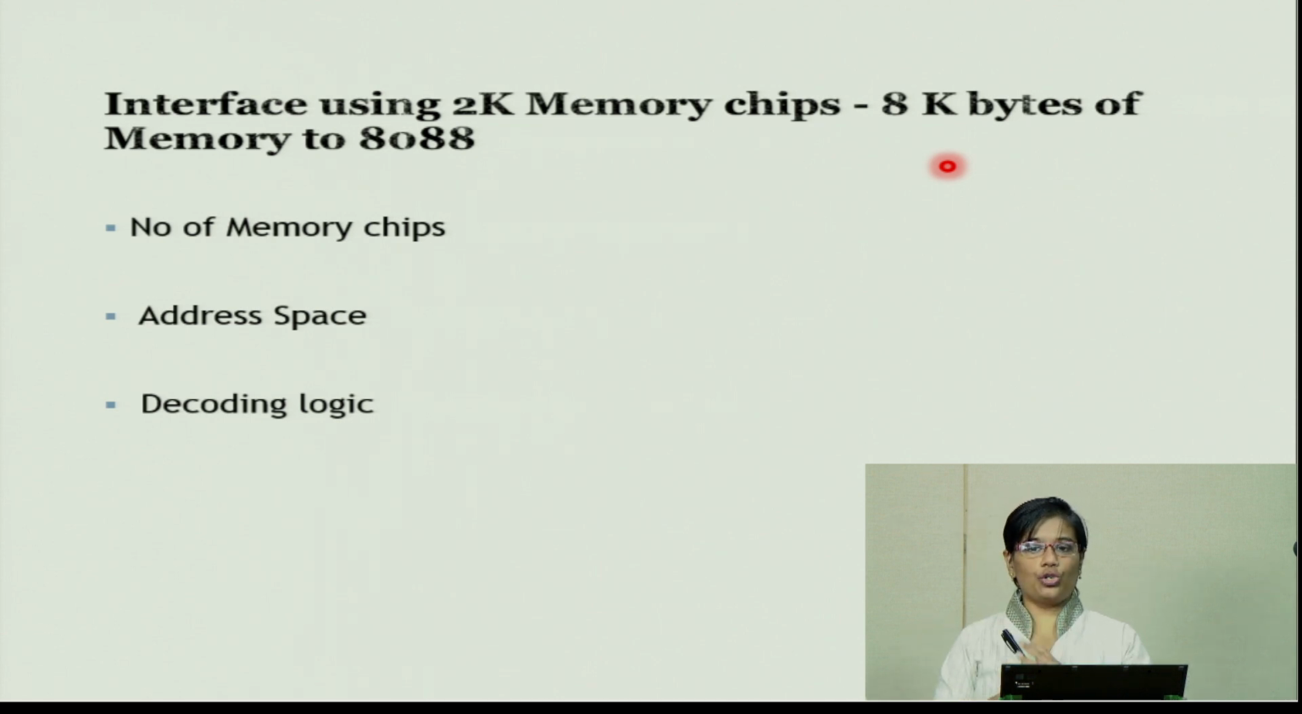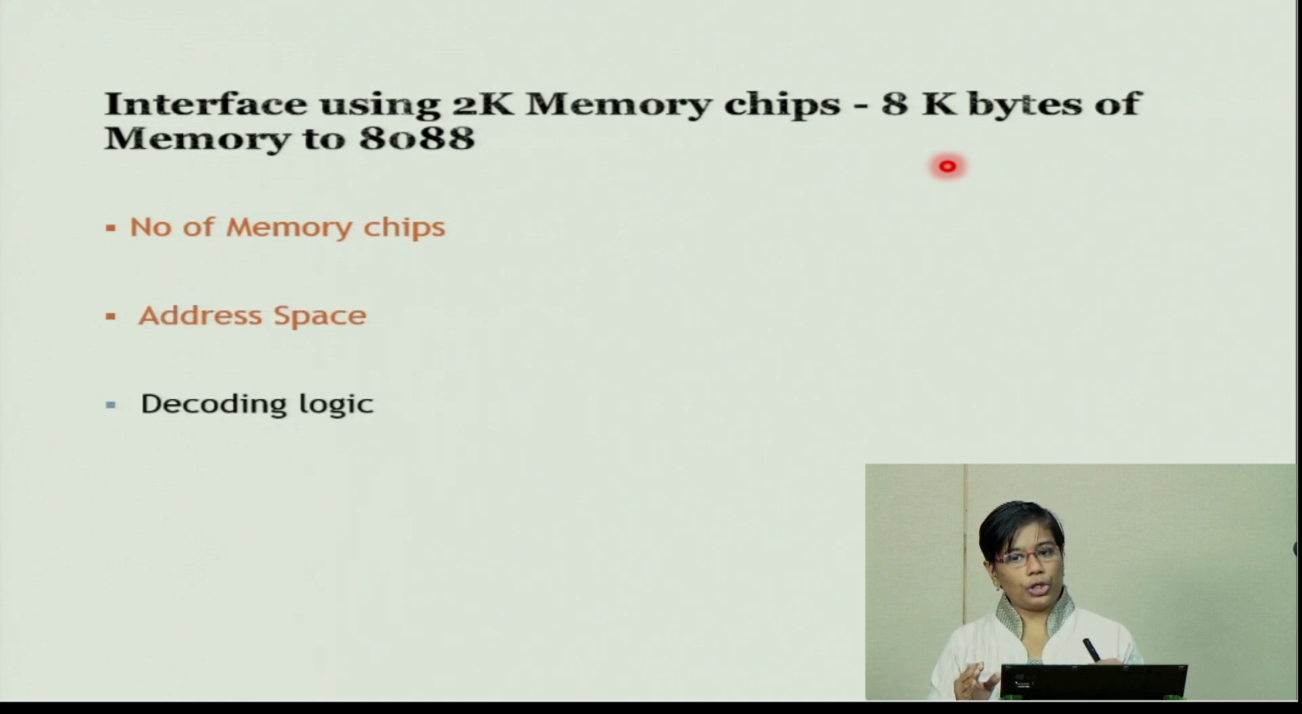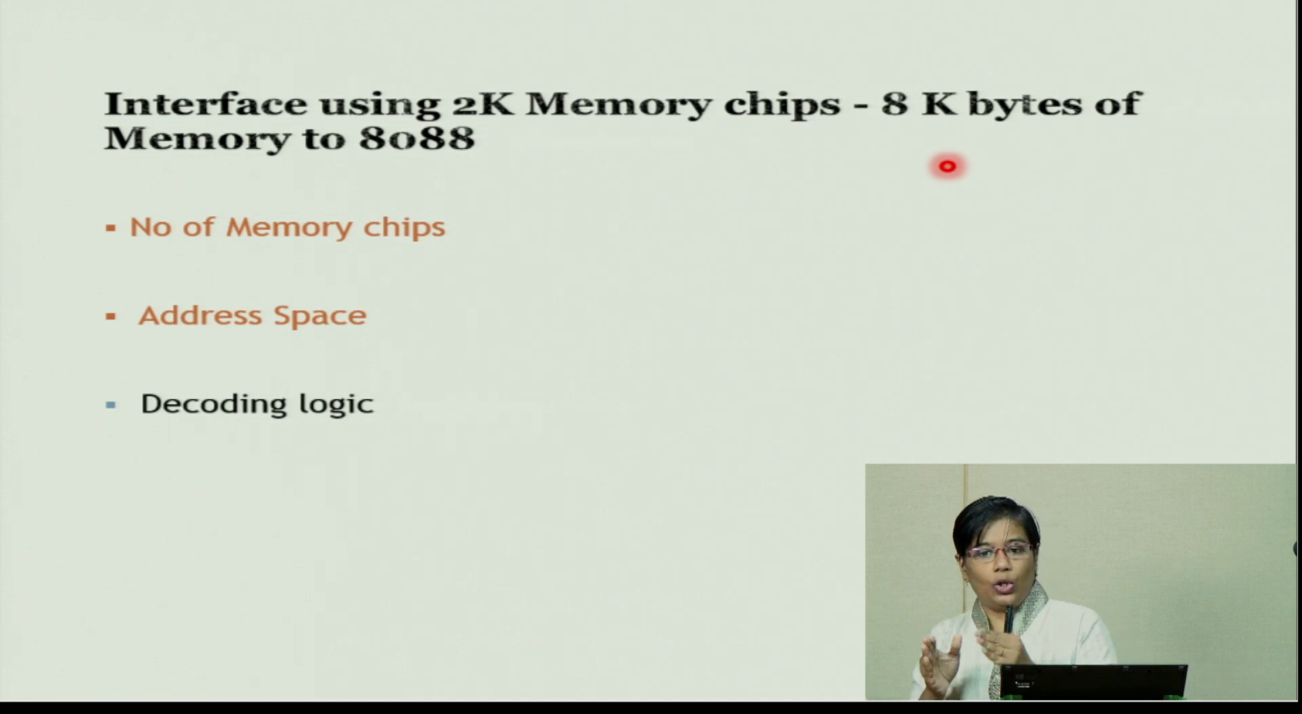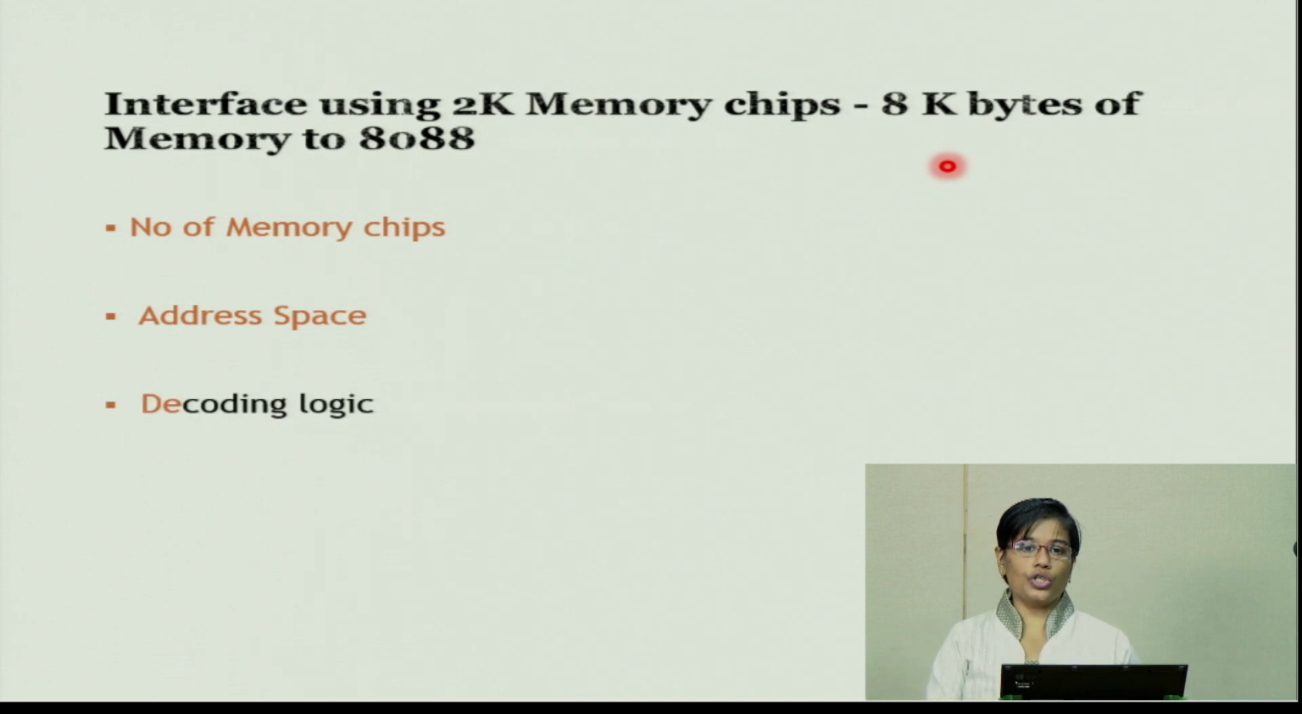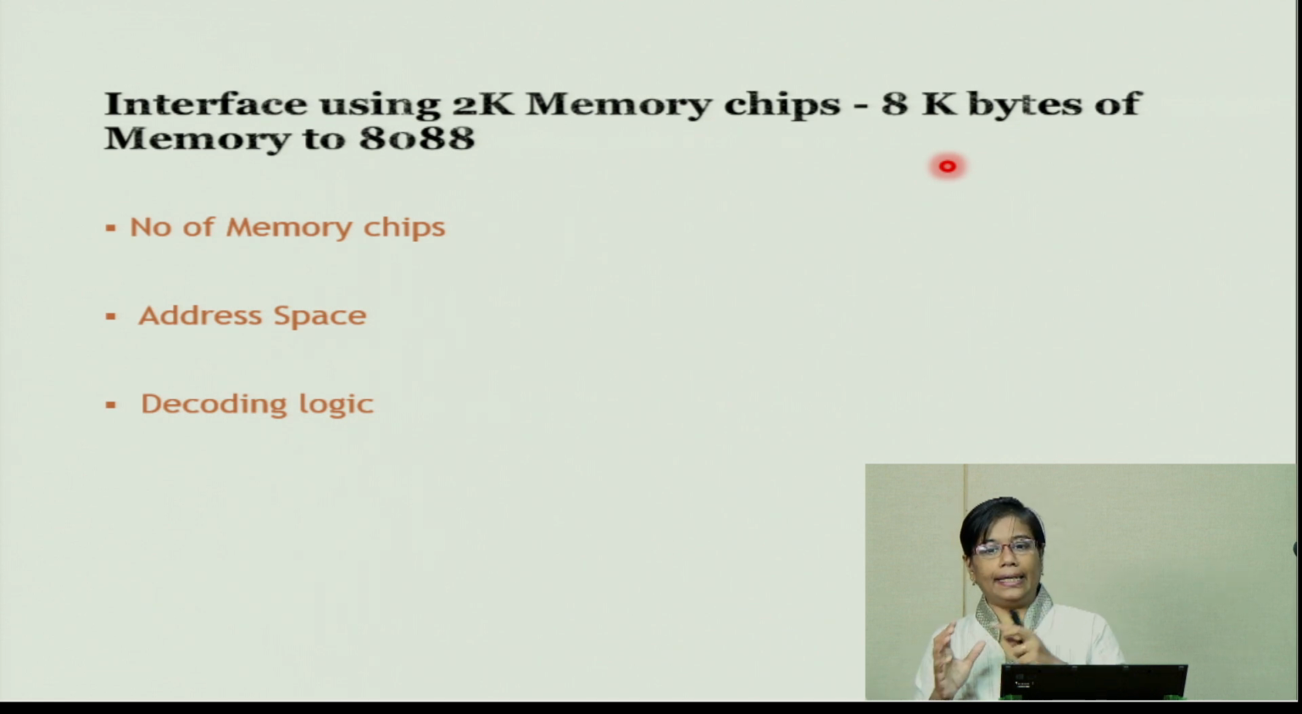So whenever you're doing memory interfacing, you're going to make three different decisions. You are going to decide on the number of memory chips that would be required. You are going to decide on the memory mapping, or what is going to be the address that is allocated to each chip, what is called the address space. So what are going to be the set of addresses which are going to be given to each memory chip, and you're also going to design the decoding logic which will be used for selecting these chips.